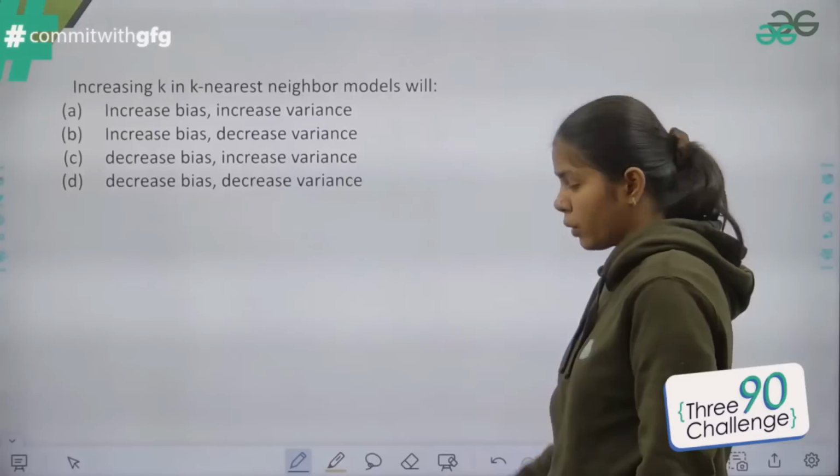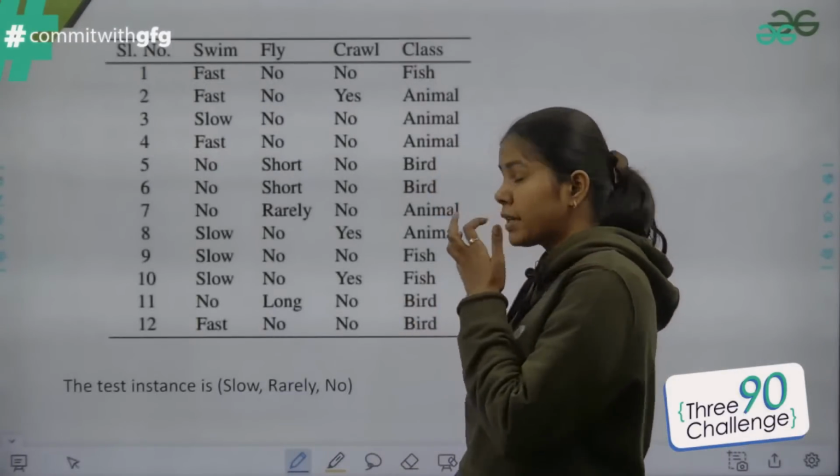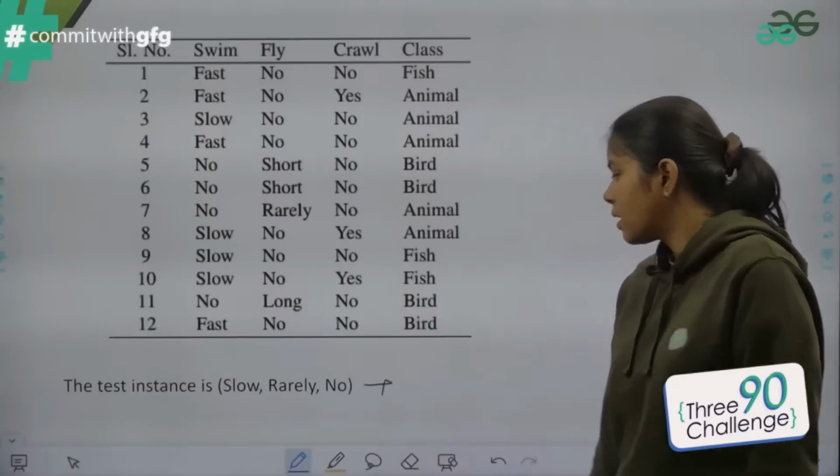Okay, let's move forward. Just let me know, guys, if there is any confusion. Otherwise, let's solve this. This is a question based on the Naive Bayes classifier, and our test instance is slow, rarely, no.